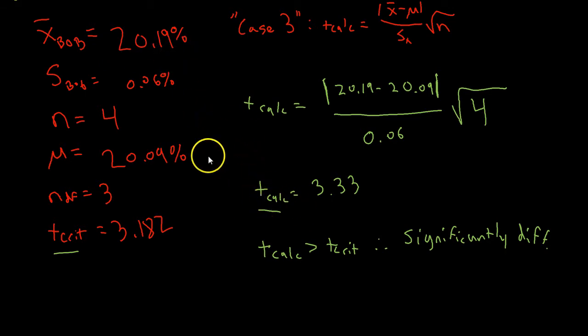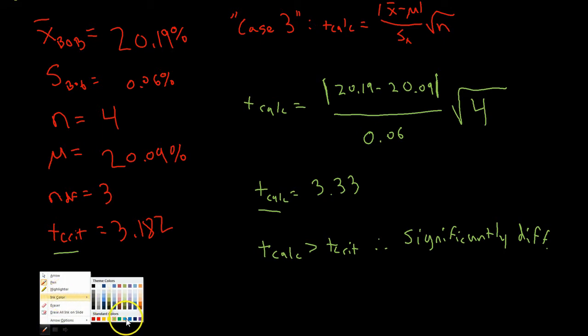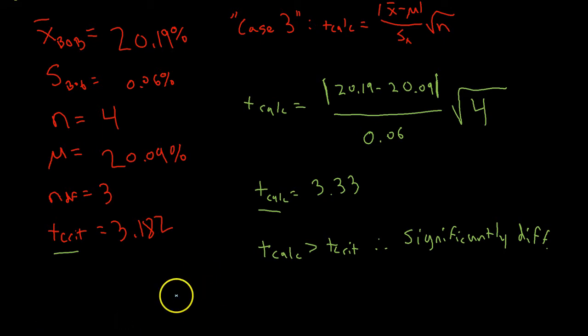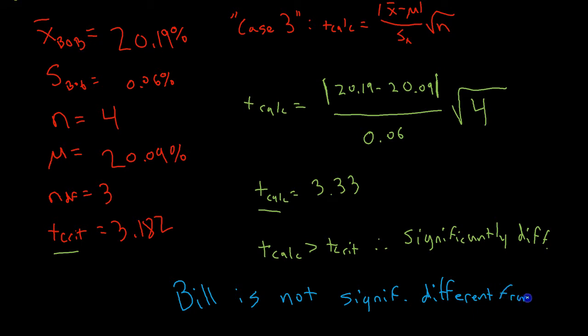So what we'd probably conclude from this is that there's something wrong in the method that Bob is using to determine this. I'm not going to go through and calculate Bill's here, but you can do it on your own, and hopefully you'll find that Bill is not significantly different from the mu value, the accepted value. All right, so that's an application of this case.